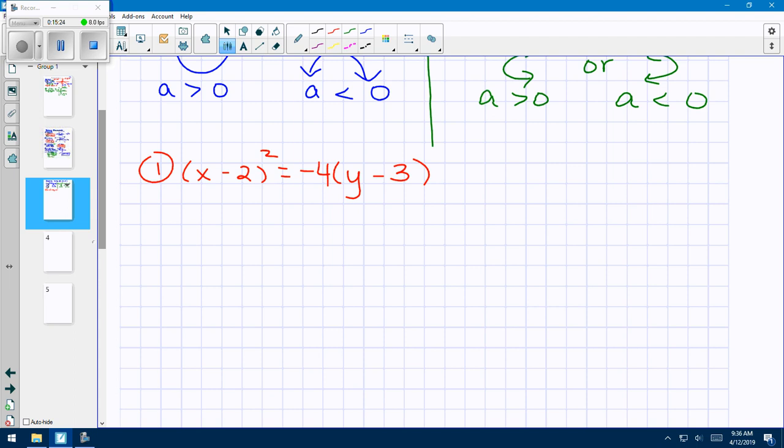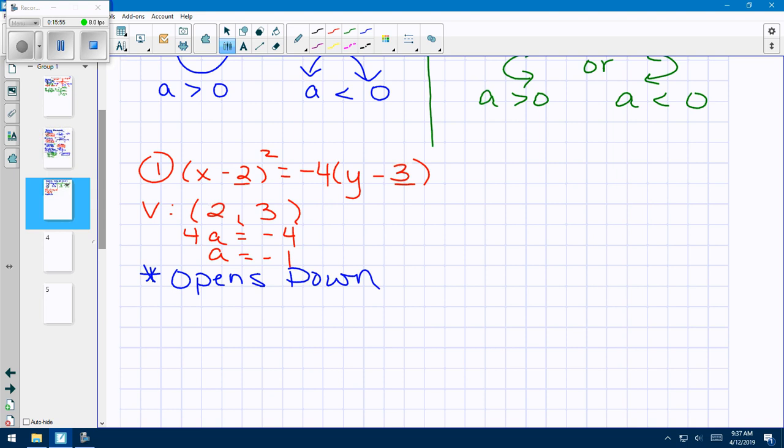All right, in this example, first thing I would expect you to be able to identify is the vertex. Vertex has coordinates 2, 3, according to the values of h and k in the new standard form of a parabola. The value of a in this case, if 4a equals the quantity negative 4, a is negative 1. So knowing that a is negative and that the x terms are the ones being squared, we should know that this is a parabola that opens down. Okay, so that's kind of an important piece of information.